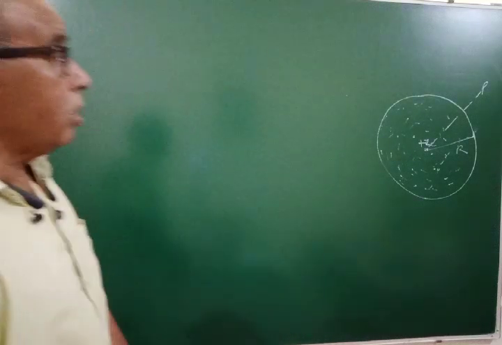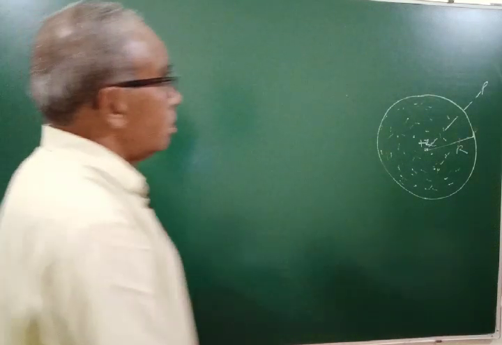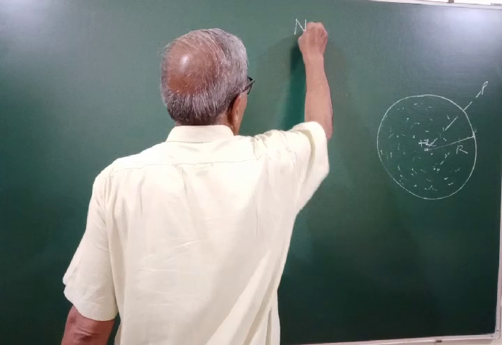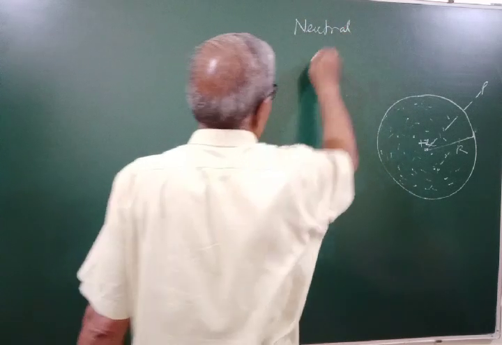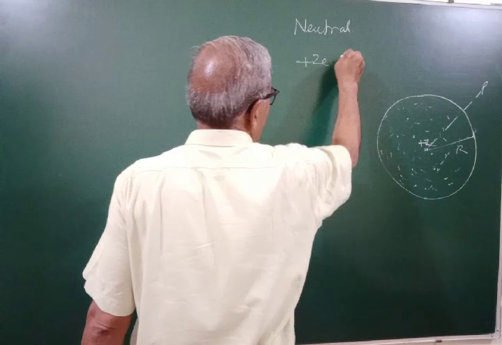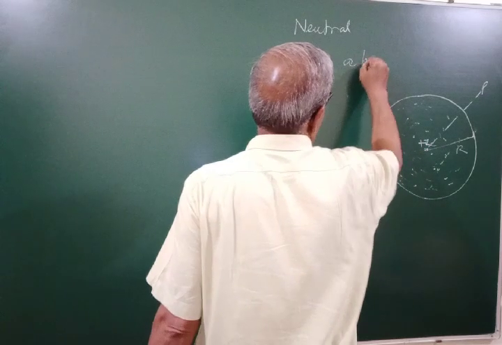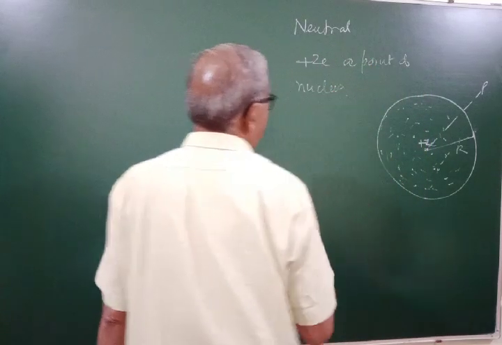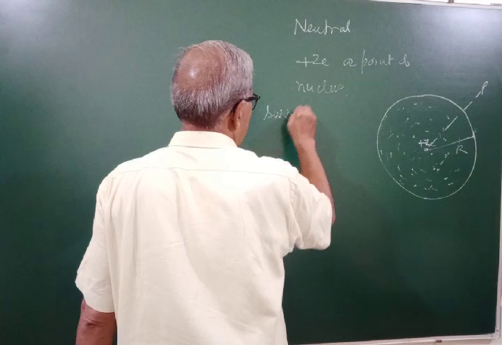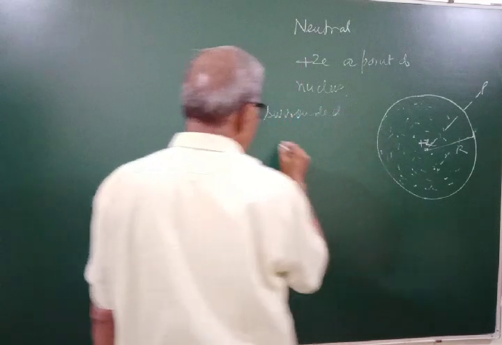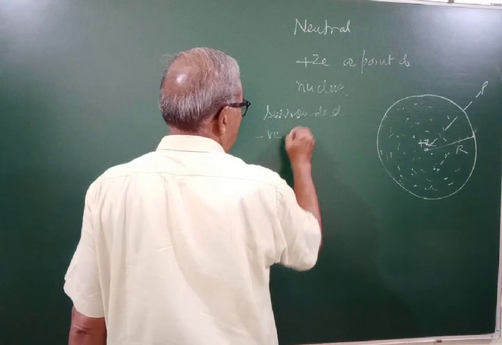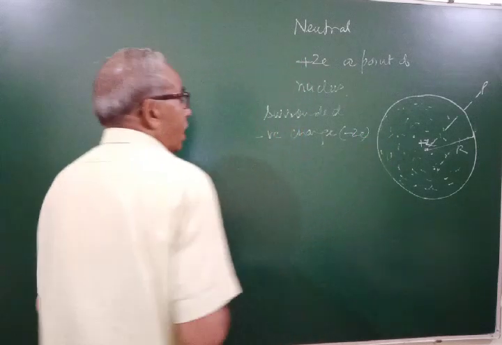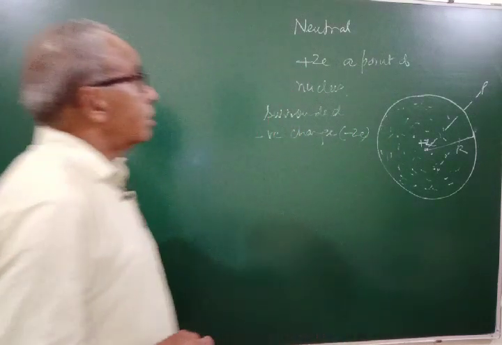Yes, dear student, now there is a question here. The early model of the atom considers the atom to be neutral, having a plus Ze point charge in the nucleus, surrounded by a negative charge of minus Ze. The atom as a whole is neutral.